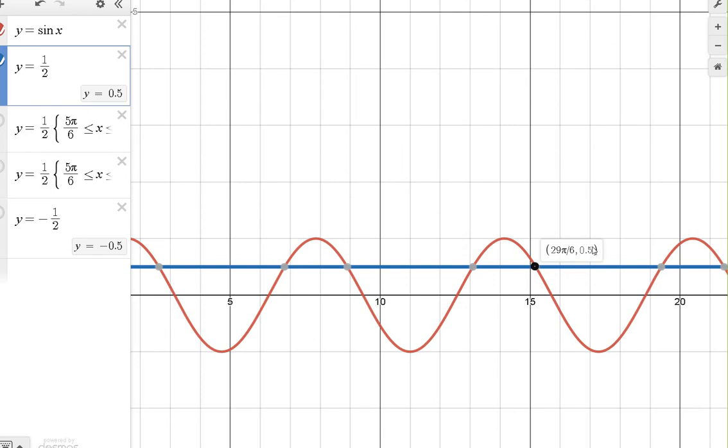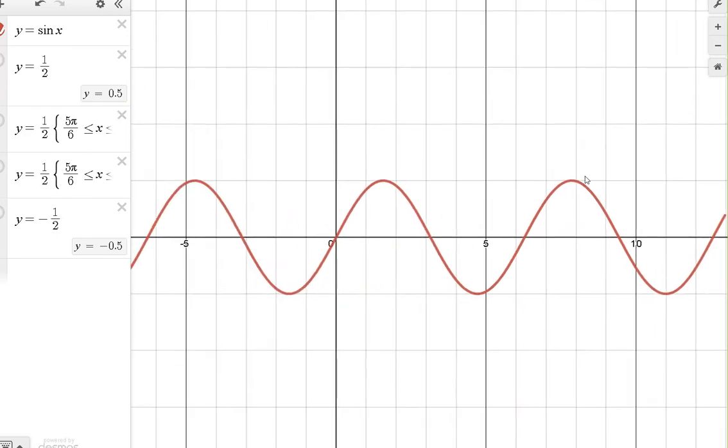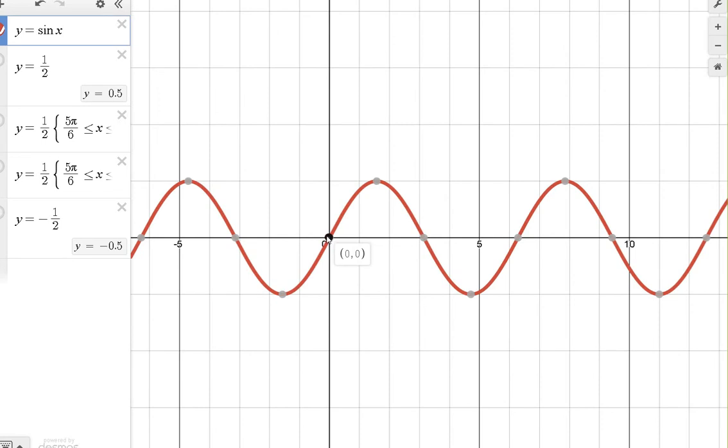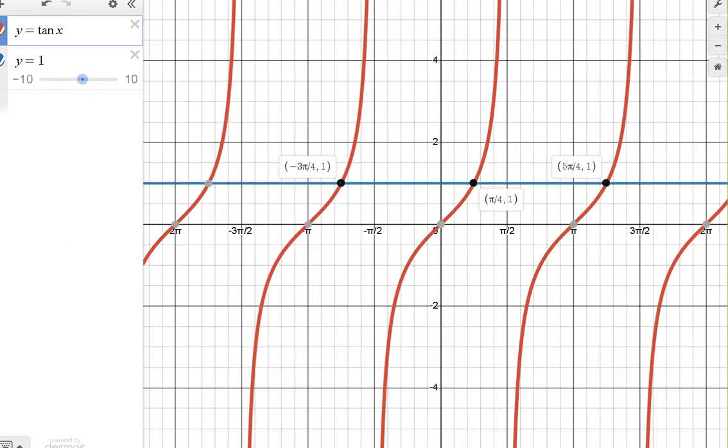Now, one thing that should be familiar to you from our work in the first few sections is that the sine function is periodic. In fact, how long does it take before the sine function repeats itself? 2 pi, right? Same thing for the cosine function. The cosine function repeats itself every 2 pi. But is that true about the tangent function?